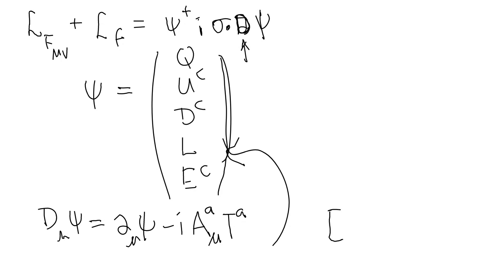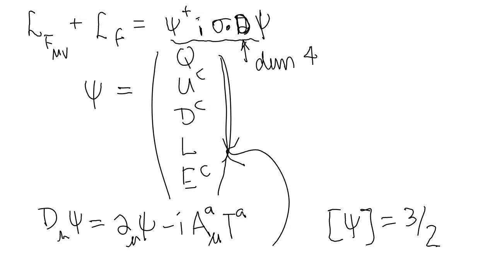Again, we need to ask what the dimension of this giant component of fermions is. It has dimension 3/2. And here is probably the single most important feature of the standard model. That means the Lagrangian operator we've included is dimension 4, and it is unique. There is no other dimension 4 operator that we can write down that is compatible with the gauge invariance and Lorentz invariance.